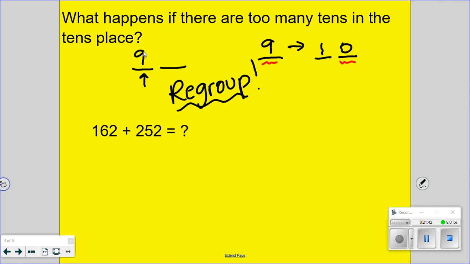We've got a 3-digit number, which means I'm going to have hundreds. How many hundreds are in 162? There are 100. I'm going to write 1H. If you want to write the whole word hundred, go for it. Cole, how many tens are in 162? Yes, in the tens place, six. How many ones are in 162? Two.